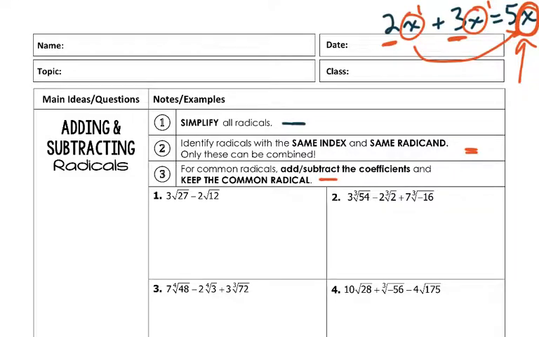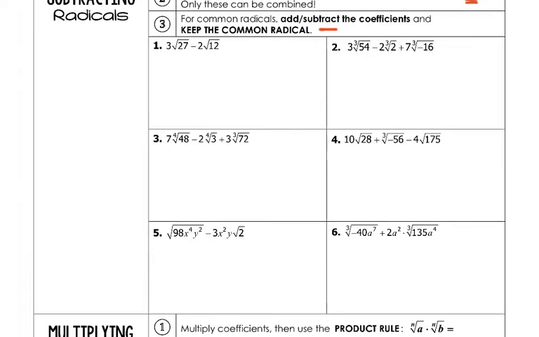Can we simplify? It's always going to be the first step. We're on number one here, and as I said, we're going to do the odds. I apologize, again, I cannot zoom in, but what I can do is some work here in this column. So I'm going to go ahead and simplify 3 square root of 27.